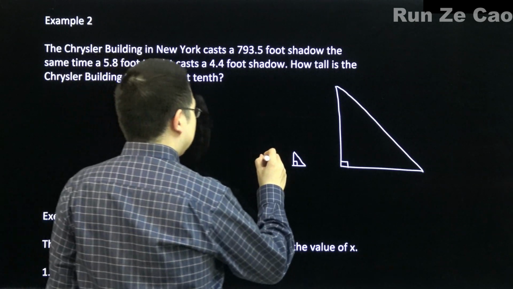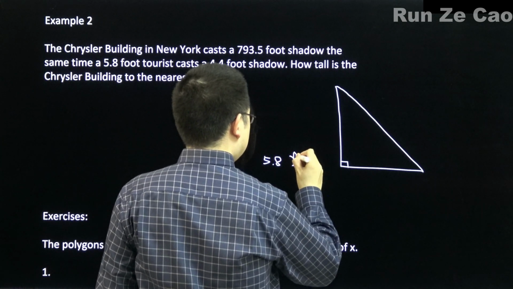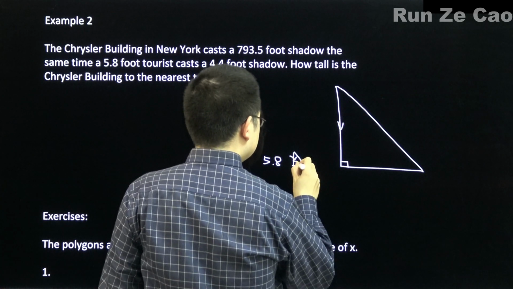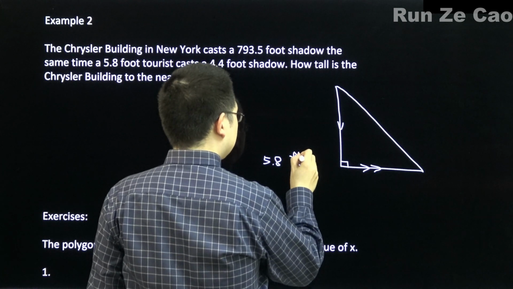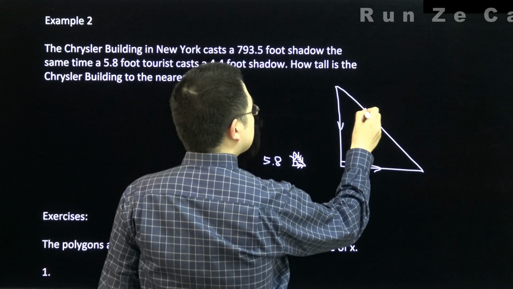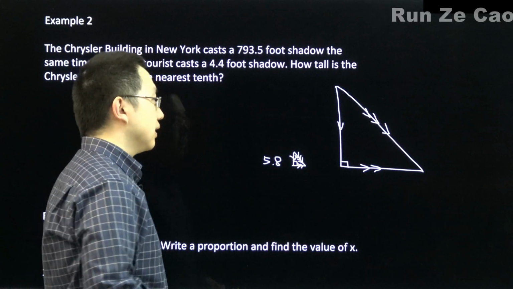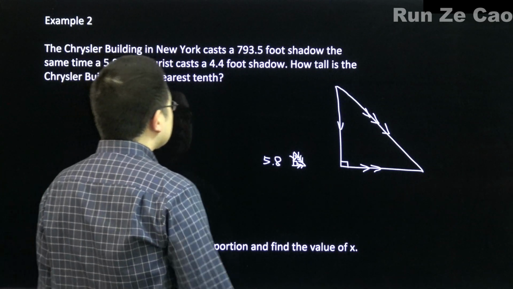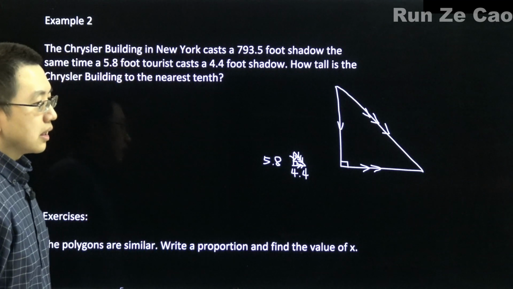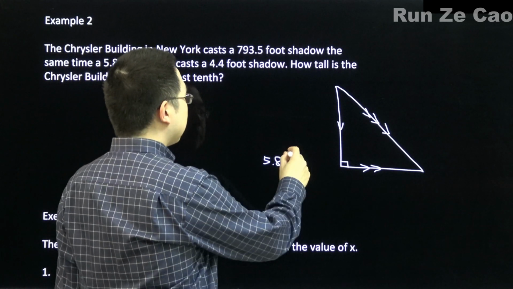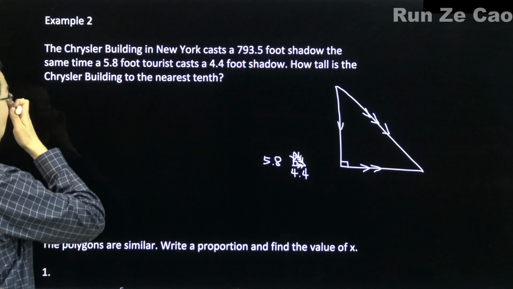Anyway, this is 5.8. This line is parallel. These lines are also parallel. And of course, the sun's rays are parallel. Okay? That is why these triangles are similar. These triangles, the angle the people make with the sun's rays are the same.